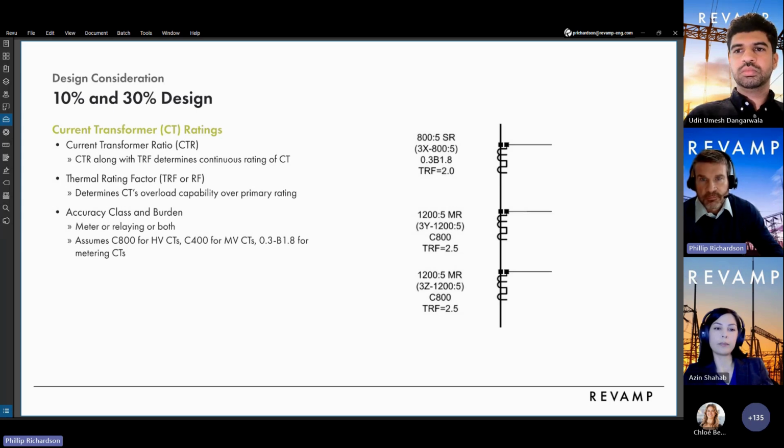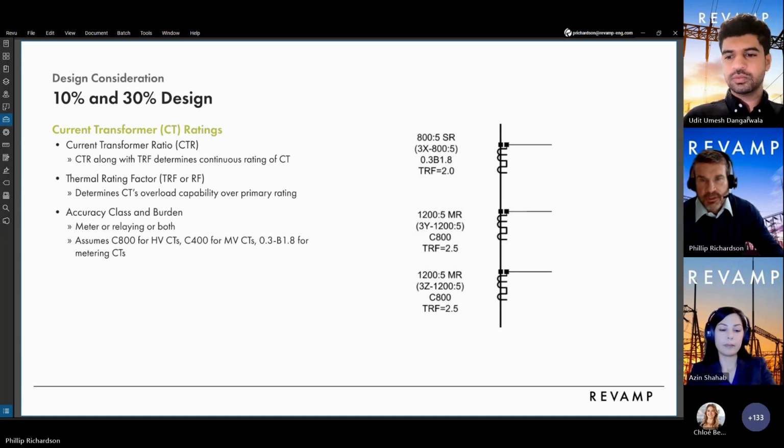amps of continuous current. The CT's accuracy class and burden determine how much secondary voltage the CT can handle at the maximum rated voltage. Basically, how well it can convert primary current into secondary current. The higher its rating, the better it is. This is especially true for CT saturation for high fault current and burden. Unless the client specifies the ratings, for high voltage equipment, we'll assume a C800 CT, and for medium voltage, a C400 CT for protection CTs. And if it's a metering CT, we'll specify 0.3 accuracy with a burden of 1.8.